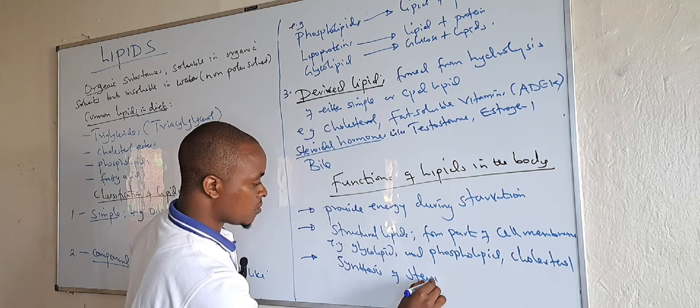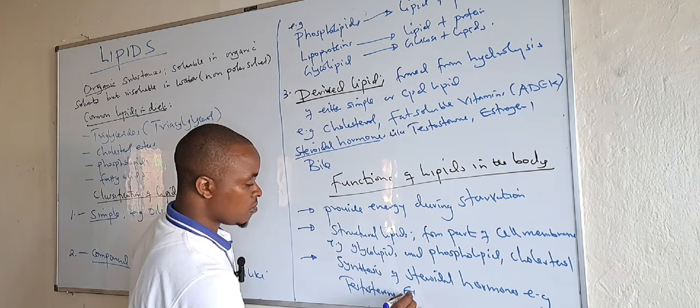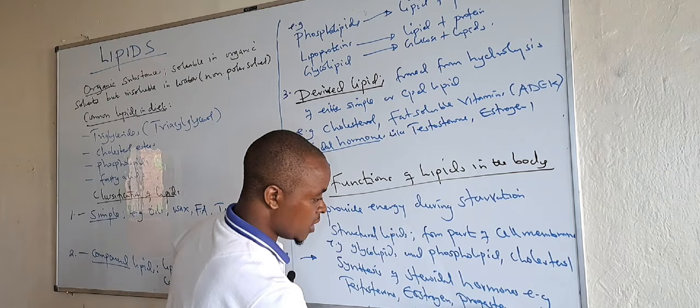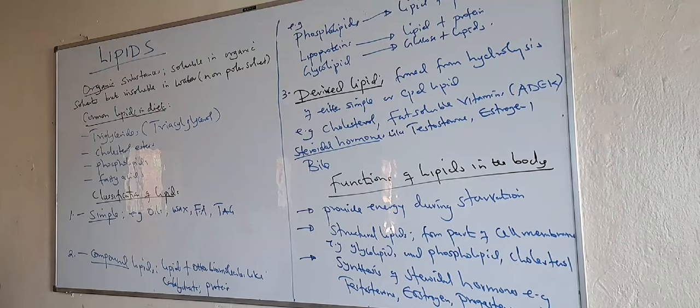We have given examples of steroid hormones like testosterone, estrogen, progesterone, and so on. All androgens are steroids. We can also use lipids, as we have seen among the derived lipids, we have fat-soluble vitamins. So we can use lipids in the biosynthesis of fat-soluble vitamins.